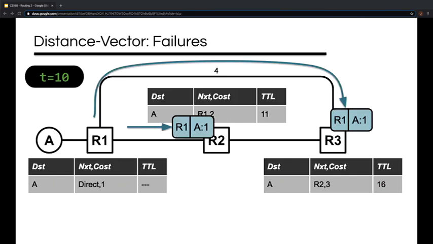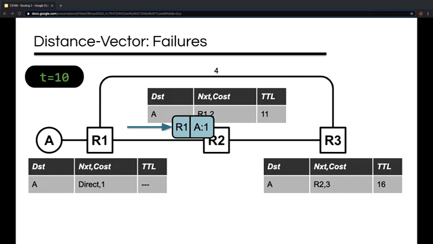So 5 seconds later, at time 10, R1 sends its periodic advertisement again, and R3 ignores it because it's worse. So I'm going to hide that. But looking at R2, R2's route has a TTL of 11 seconds because it got it 10 seconds ago, right? 21 minus 10. But R2 looks at this new advertisement and says, yeah, this is the route I'm using, right? It's got the same route through R1 with a cost of 1. And so it's obviously still alive. And so it's going to bump the TTL back up to 21, right? So it's keeping that route alive from these periodic advertisements.